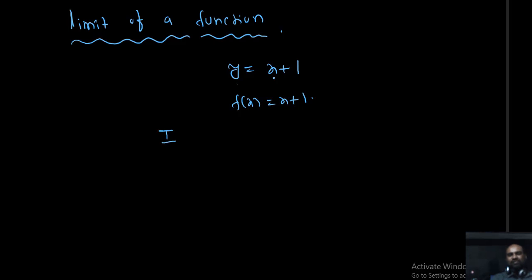If x is equal to 2, then f of x equals 2 plus 1, that equals 3. If x equals 2, the value of f of x is 3, that is f of 2 only. What is the meaning of that? f of 2 equals 3.